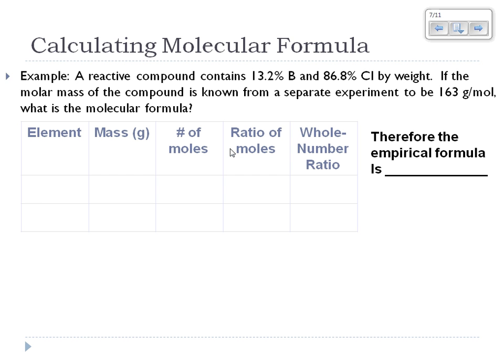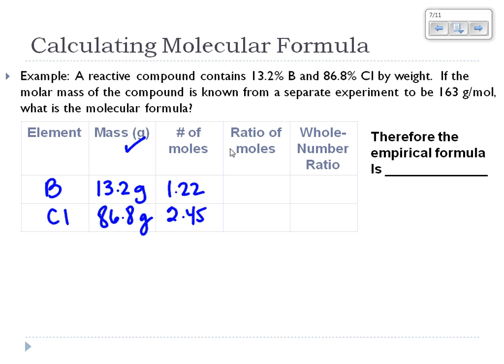So let's put in our elements. Here I've got boron and chlorine. My first step, percent to mass, is just literally recopying it into grams. 86.8. So I take my percents and I recopy them into grams. Then I'm going to divide by the molar mass to convert to moles. So I did percent to mass, now I'm doing mass to moles. In this case, I'm going to get 1.22 moles for boron and 2.45 moles for chlorine.